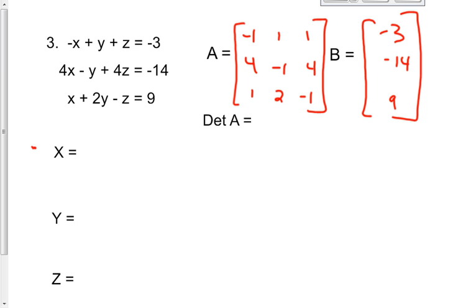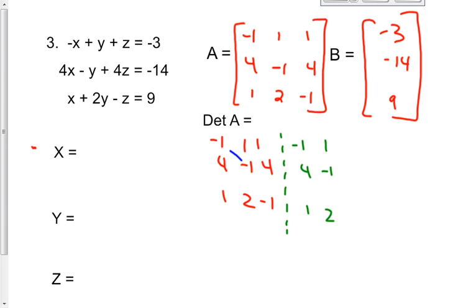Now we have to find the determinant of the original. This is a 3x3. So now we have to remember the process on finding the determinant of a 3x3. This takes a long time, which is why we're only going to solve for x. Determinant. Negative 1, 1, 1, 4, negative 1, 4, 1, 2, negative 1. Do you remember this? Put in your dotted line. Repeat the first two columns. Negative 1, 1, 4, negative 1, 1, 2. Now we're going to go down, down, down. Subtract the up, up, ups.